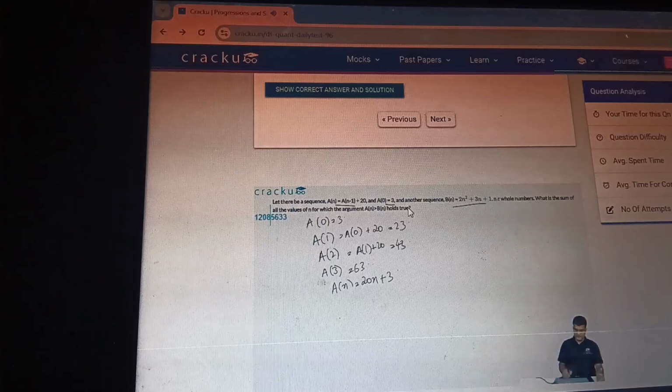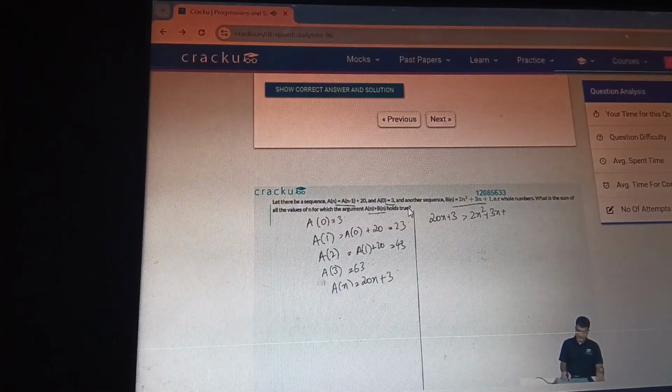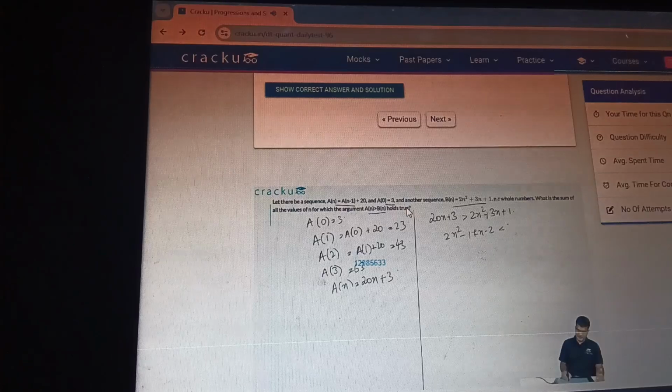The value of b of n is given to be equal to 2n square plus 3n plus 1, and we are required to calculate the values of all n such that a of n is greater than b of n. So if a of n is greater than b of n, 20n plus 3 will be greater than 2n square plus 3n plus 1. What this would imply is that 2n square minus 17n minus 2 will be less than 0.